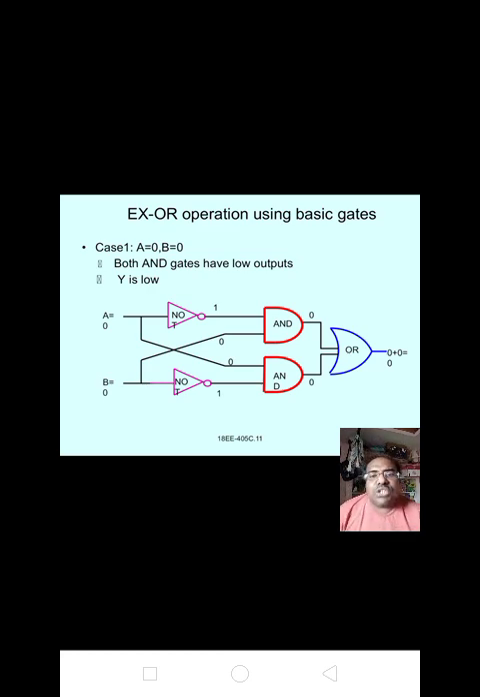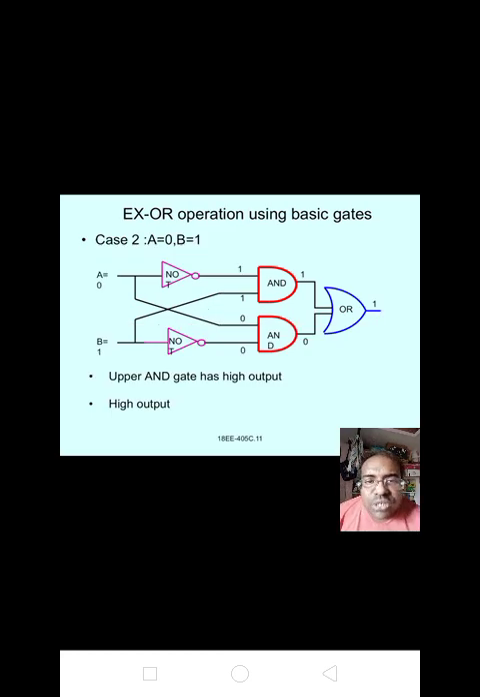Here A equal to 0 and B equal to 0. Both AND gates have low outputs, that is Y is low. Here A equal to 0 is inserted into the AND gate, that is for the first input of the AND gate we are giving 0, which means it is equal to 1, and for B it is 0, which means it is equal to 0. That is, the first AND gate has 0 output and the second AND gate has 0 output. The two outputs are directly given to the OR gate. We get 0 plus 0, 0.